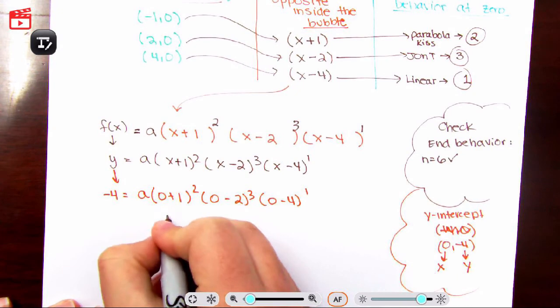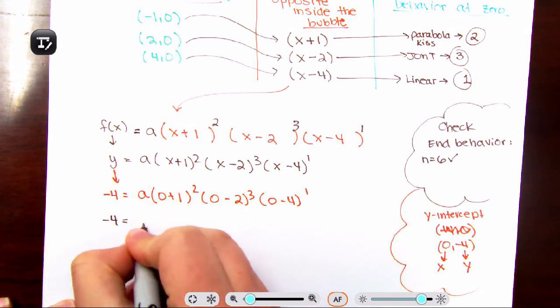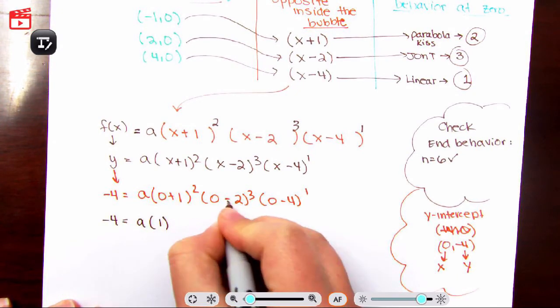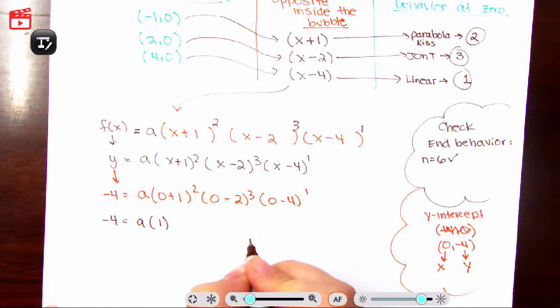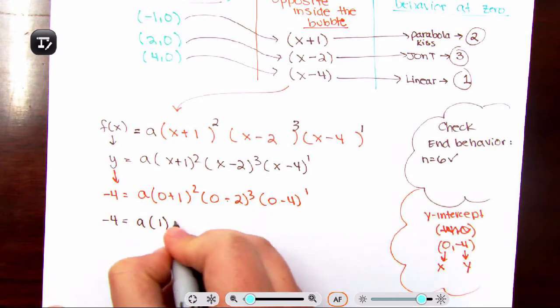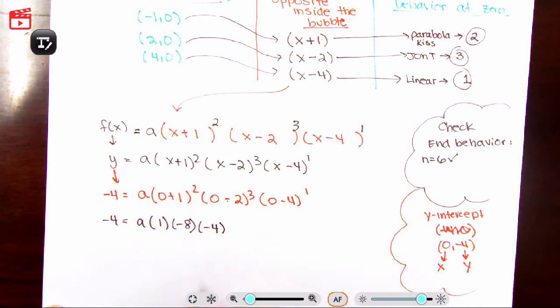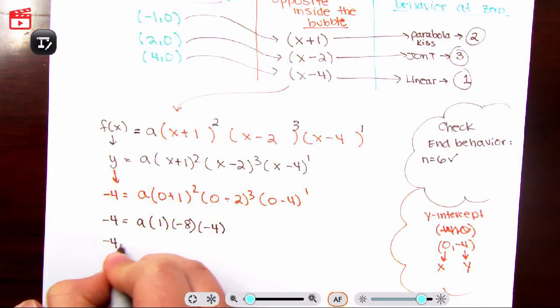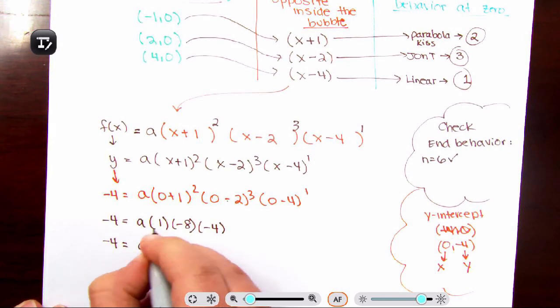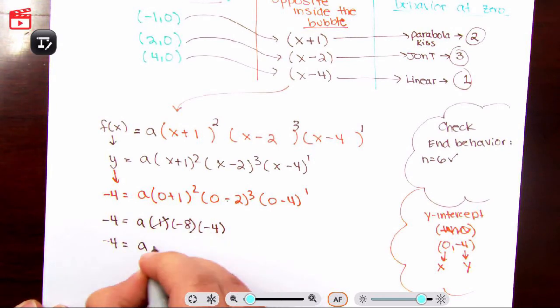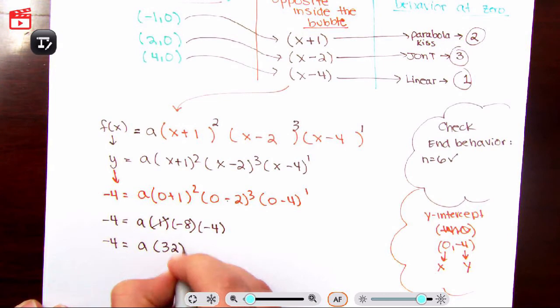So what is this? 1 squared is 1. Let's see, negative 4 times a, this is 1. Negative 2 times 2, that's 4. 4 times 2, that's 8. So I have a negative 8. Negative 4 to the first power, that's just negative 4. So I have negative 4 is equal to a times 1. So 1 goes away. 8 times 4 is 32. 2 negatives make a positive.